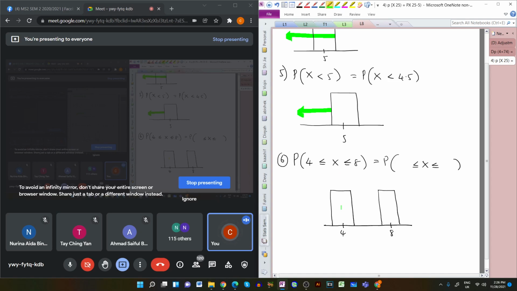Supposed to be from 4 to 8, but there's an equal and equal here. Extend a little bit to the left hand, right? Take full, extend it fully to optimize the usage of the box. This one becomes 3.5 and becomes 8.5.